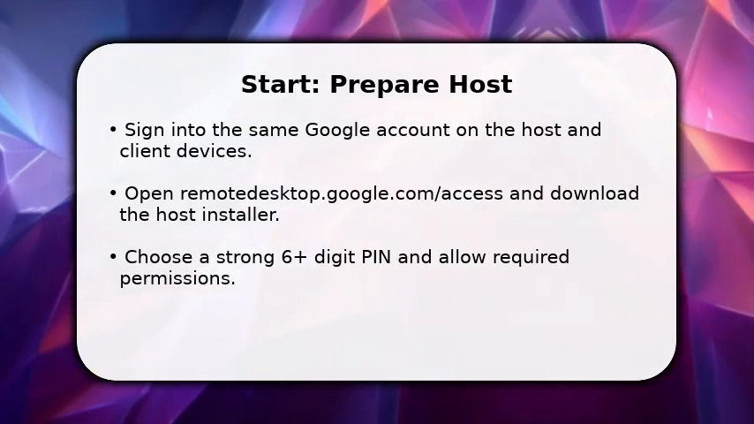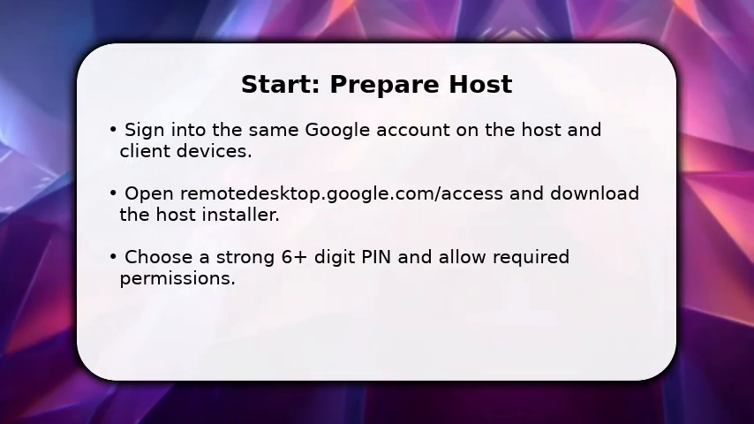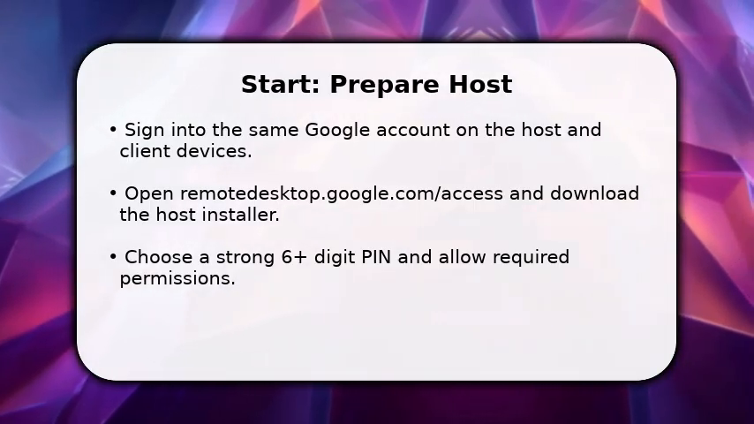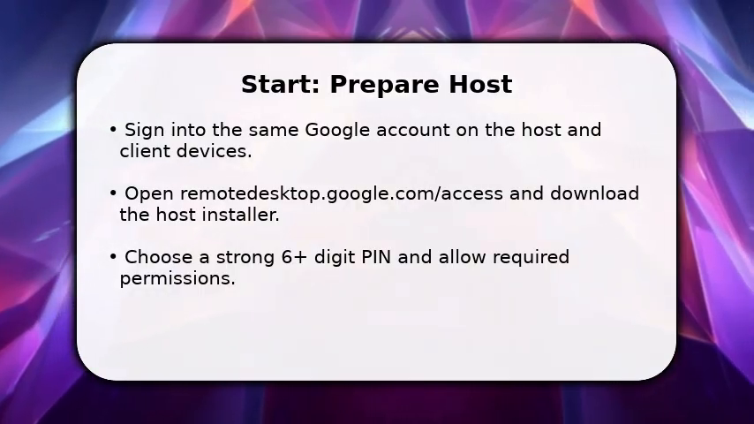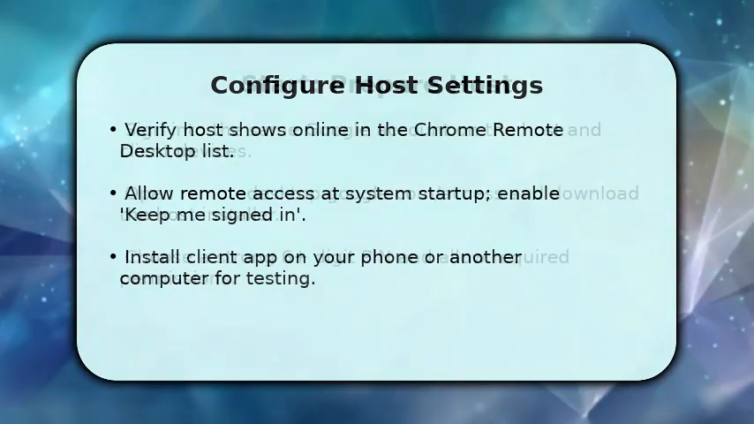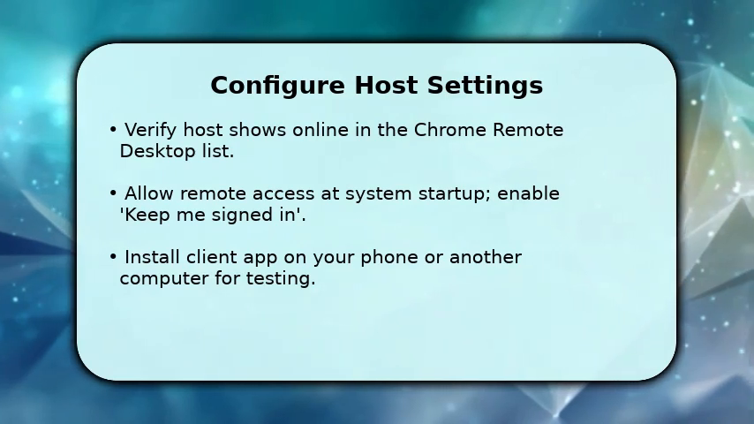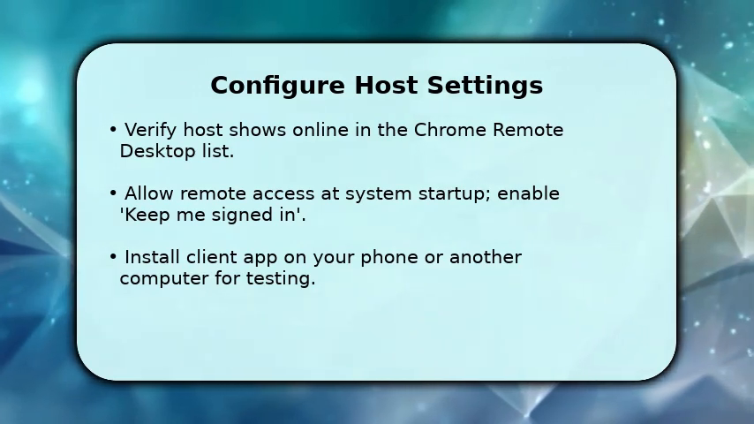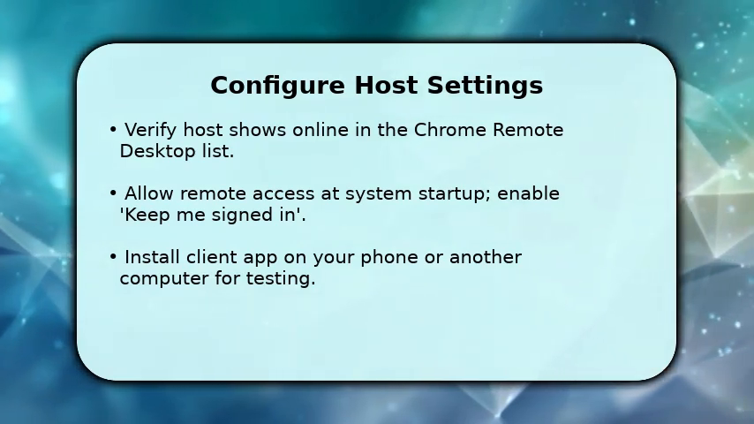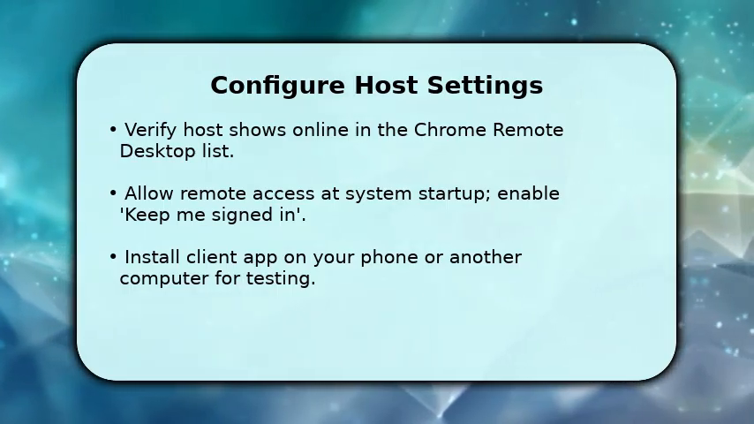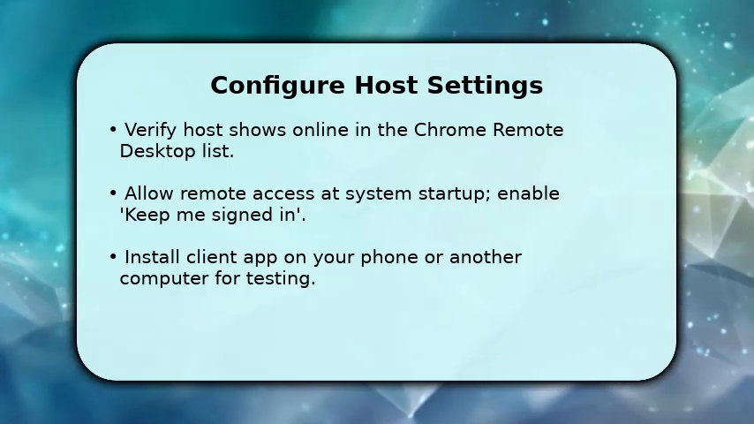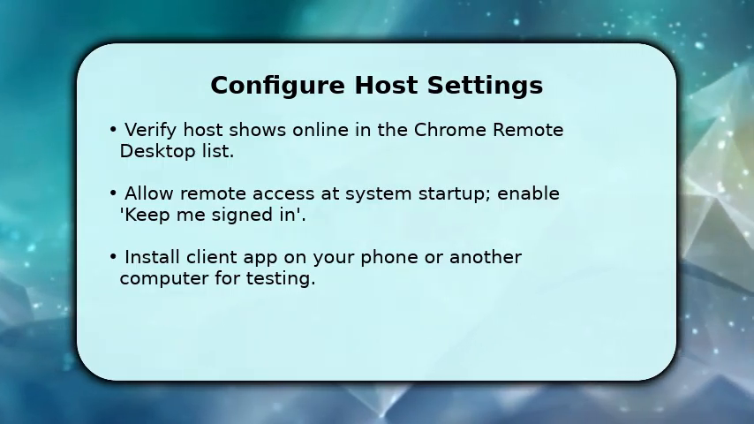Once done, name the device clearly so you can find it in the client list and set a strong 6 or more digit PIN. This PIN protects access, so don't skip choosing a secure number. Once the host app is installed, confirm the device appears online on the access page. Make sure the host app is allowed to run at startup so you can connect after reboots. On Windows or Mac OS, enable the remote service or login item.